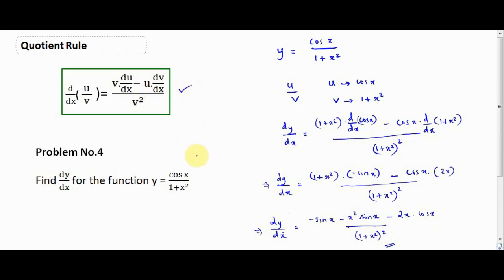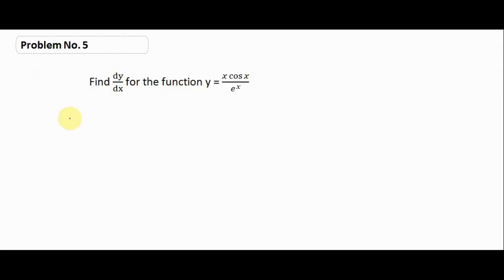Okay, let's see another problem. Problem number 5. Find dy by dx for the function y equal to x into cos x divided by e raised to x. So in this problem we will have to make use of both product rule and quotient rule. Let's see how to calculate dy by dx.